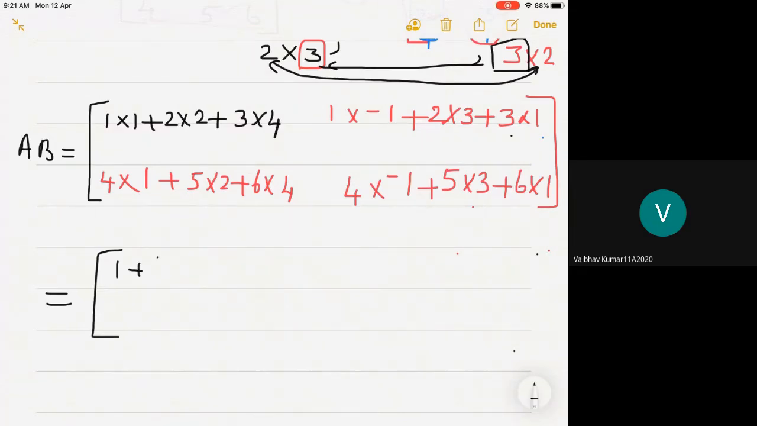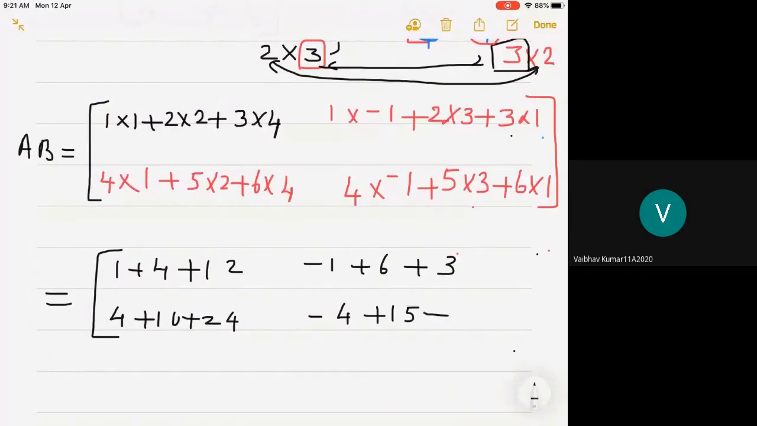So you'll get 1 plus 4 plus 12. Here 4 plus 10 plus 24. Here minus 1 plus 6 plus 3. Here minus 4 plus 15 plus 6.